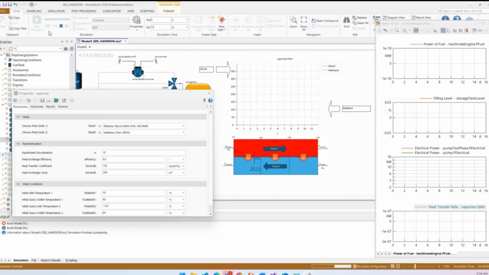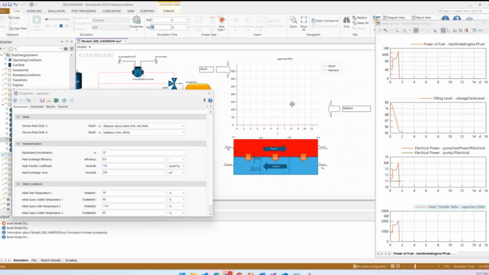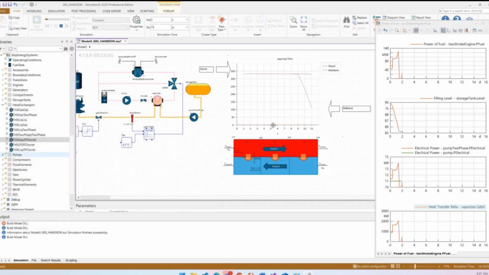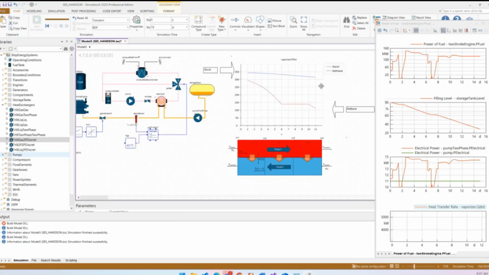So I started the calculation. Just give it a minute. Just for your information, I'm calculating 15 days here. You can see it's very fast. And also this visualization of the heat exchangers here in this figure. Let's wait till it's done. Okay, so just have a look at this visualization.